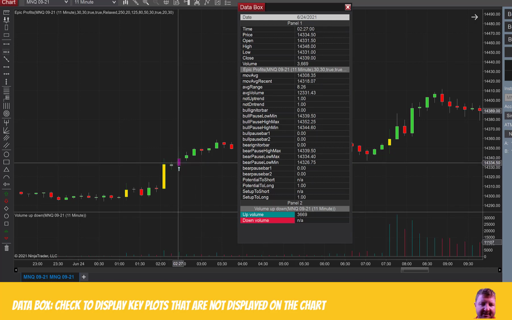What would happen if this next bar had not gone above the high of the first igniting bar? It would become a pause bar. What would happen if this candle dropped down to here? It would no longer become a pause bar. The play would be over.